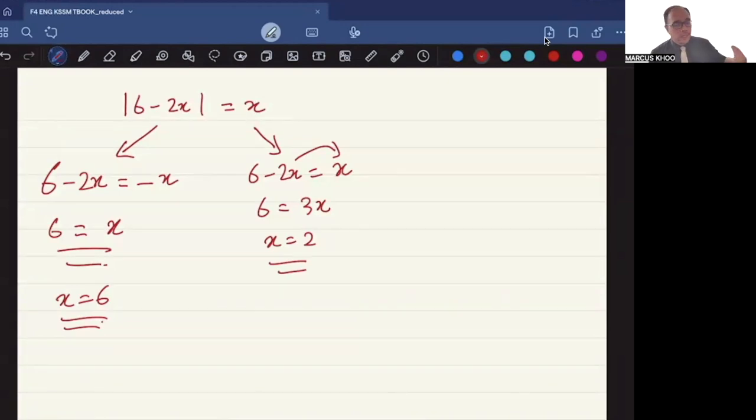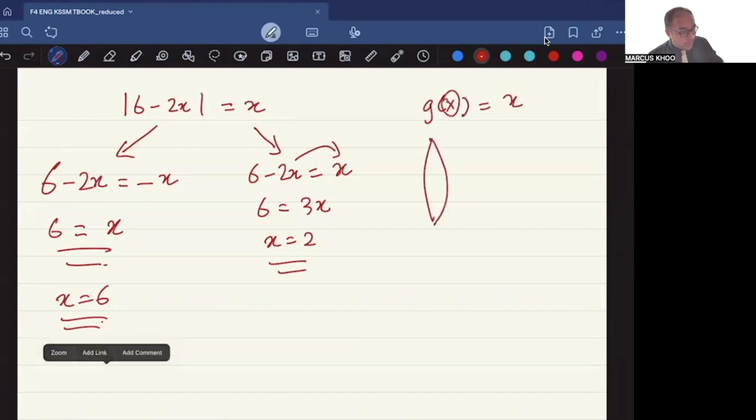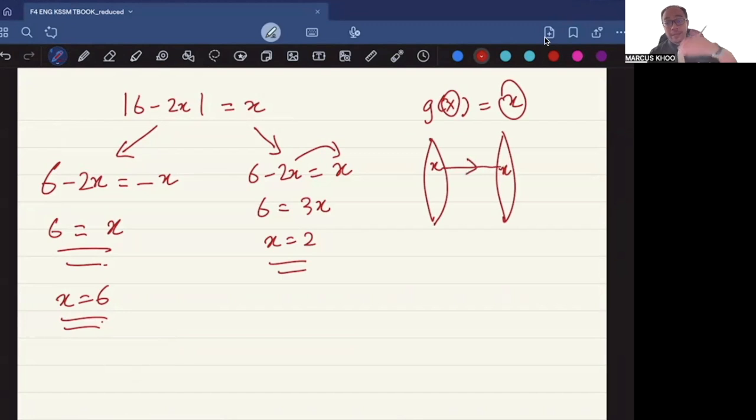Why is this question so easy? Because I want to introduce to you this concept called g(x) = x. What it means is, if we map this, our object is x, and then our image becomes x. So the object is the image.